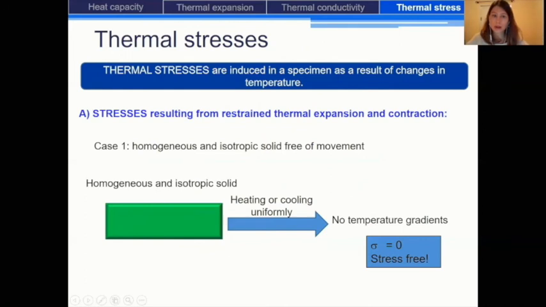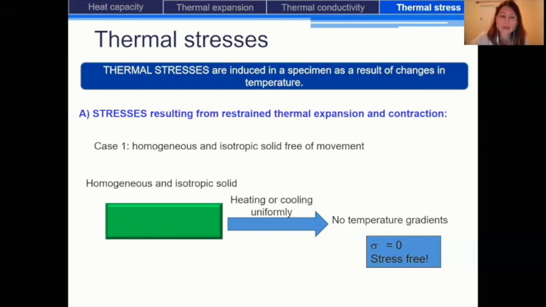So finally, let's talk about thermal stresses. Thermal stresses are induced in a specimen as a result of changes in temperature. First, the stresses result from restrained thermal expansion and contraction. In that case, these changes of volume are restricted due to the presence of another structure. So in the first case, let's imagine a homogeneous and isotropic solid that can expand in any direction and that is free of movement.